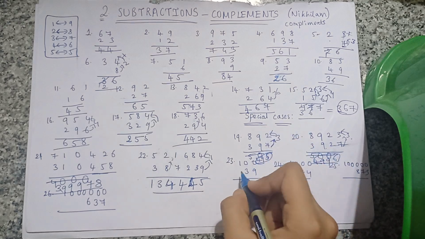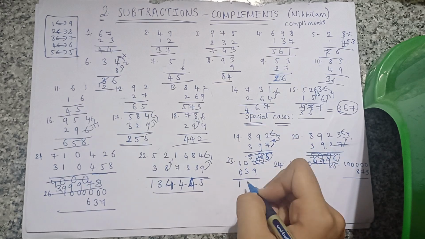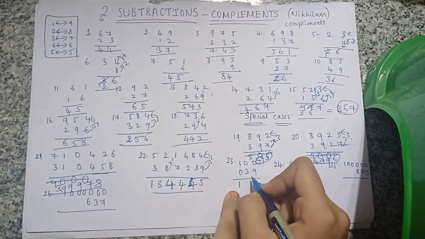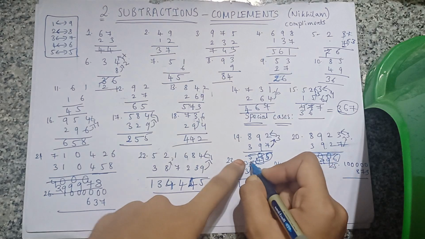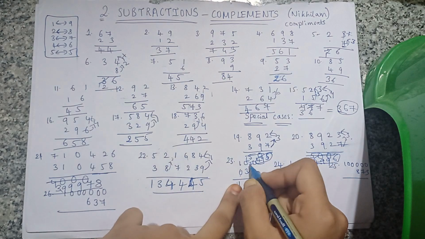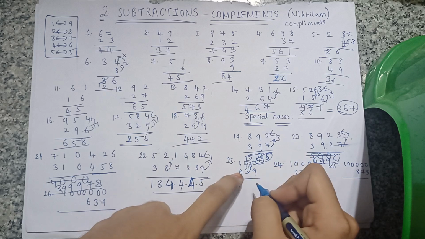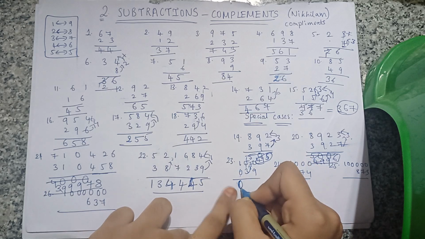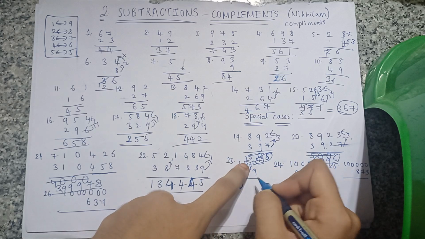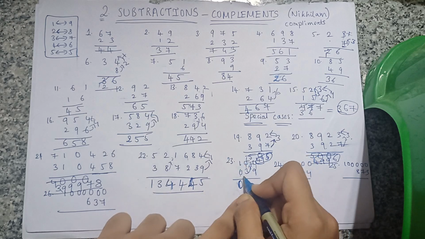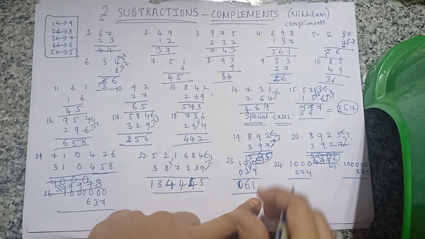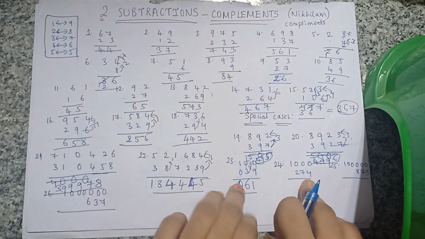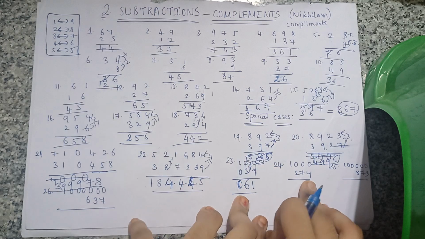See here, 1 minus 0, which is 1. And now the complement for 3 is 7. 7 plus 0, which is 7. But since it is a mismatch pair, you have to reduce 1. So 1 minus 1, 0. Now this is 7. But since it is a mismatch pair, you have to reduce 1, 6. And the complement for this 9 is 1. See, if you go through this example, then you will get clarity about this.